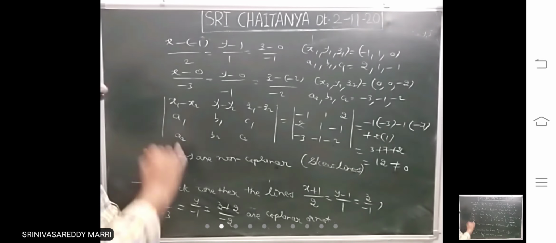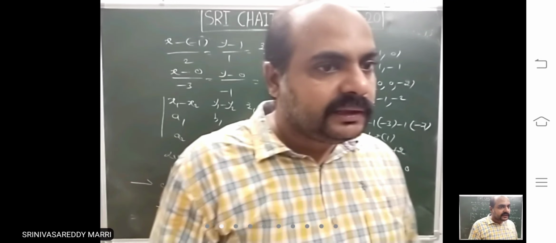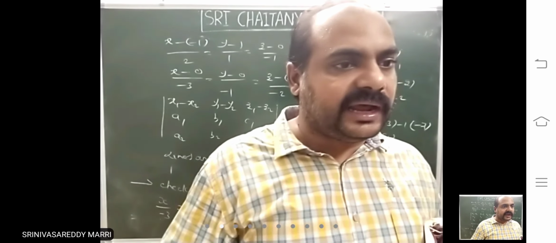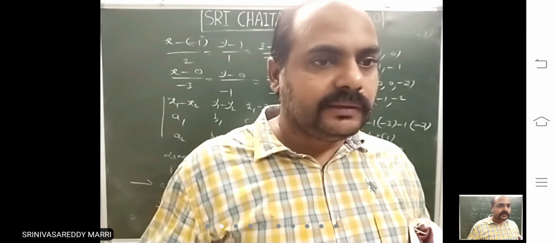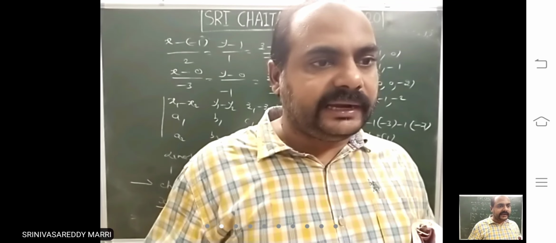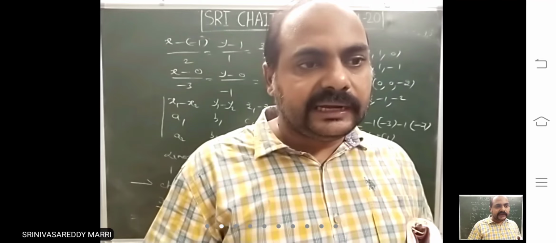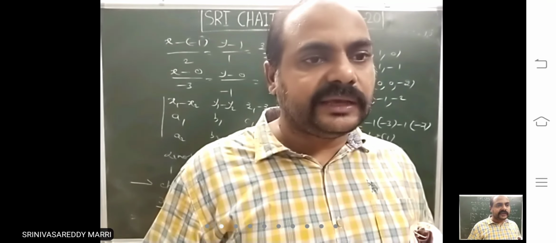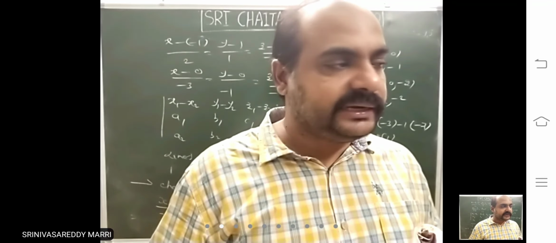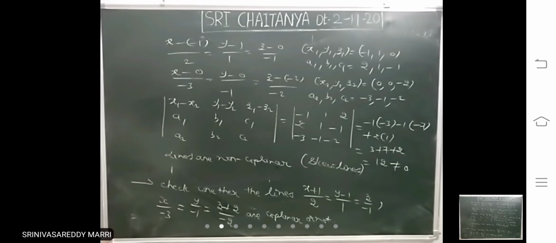Similarly, two lines will be given, and they will ask whether they intersect or not. Same thing: calculate the determinant. If it is equal to 0, they will intersect. If it is not equal to 0, they will not intersect. That's all.